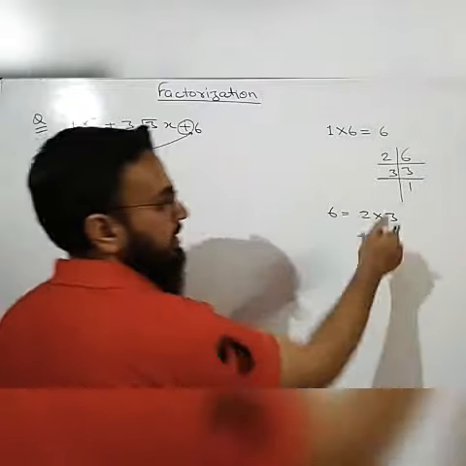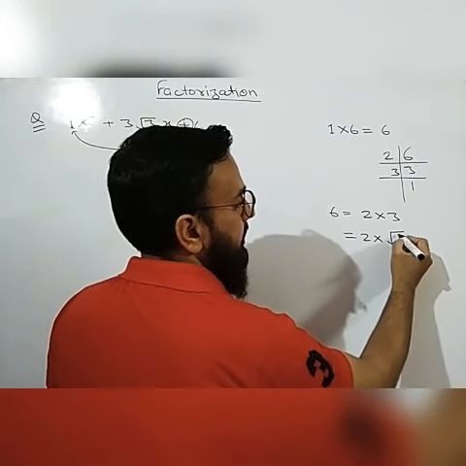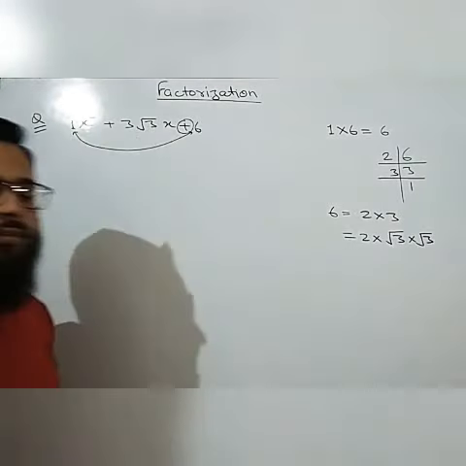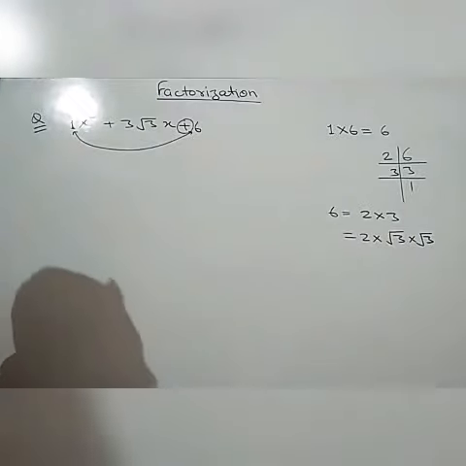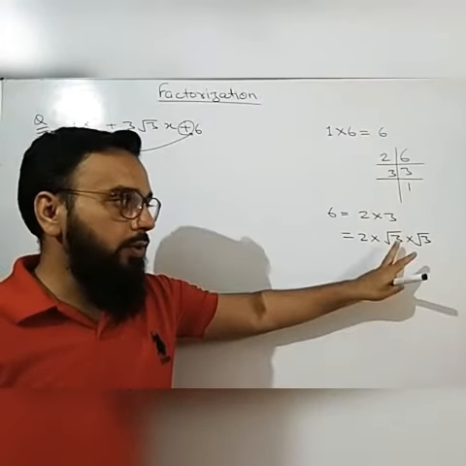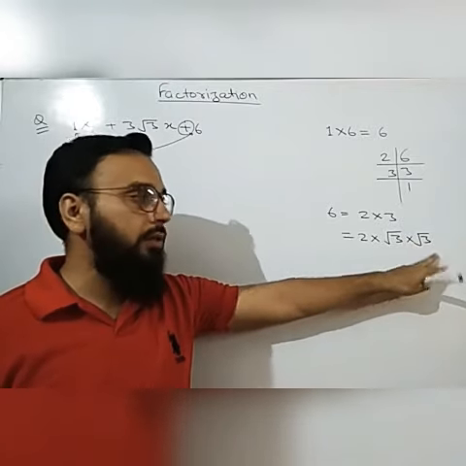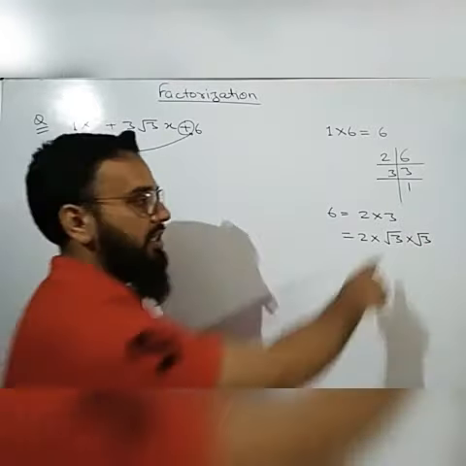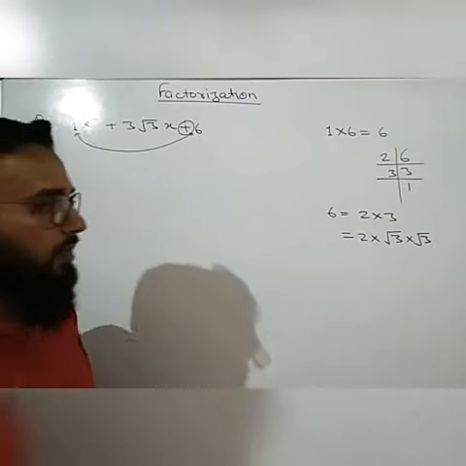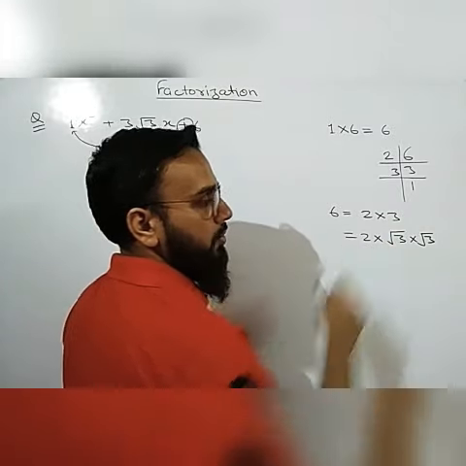It means we can convert 3 into terms of square root, or we can write 3 is equal to root 3 into root 3. Clear? Because there is a square root of 3, we have converted this 3 into its square roots. So the square root of 3 into square root of 3 will be equal to 3. So we have written 3 is equal to root 3 into root 3. Now what are the factors? Factors are 2 into root 3 into root 3.